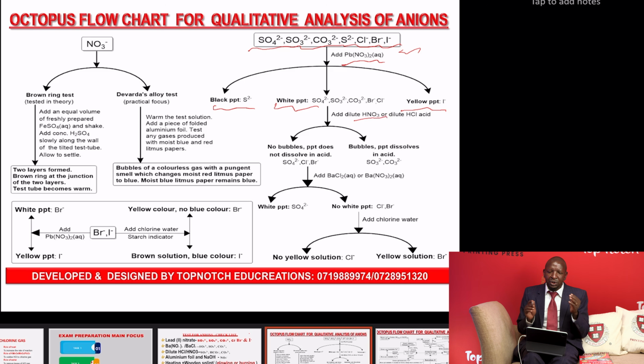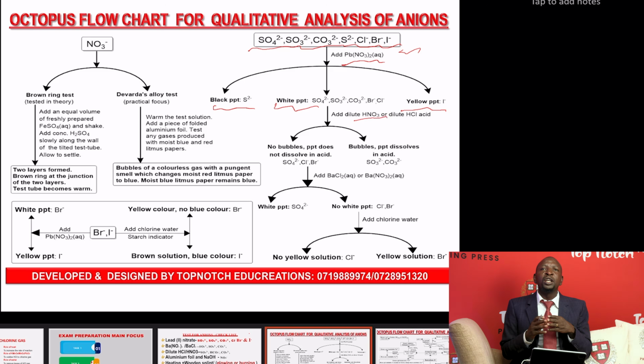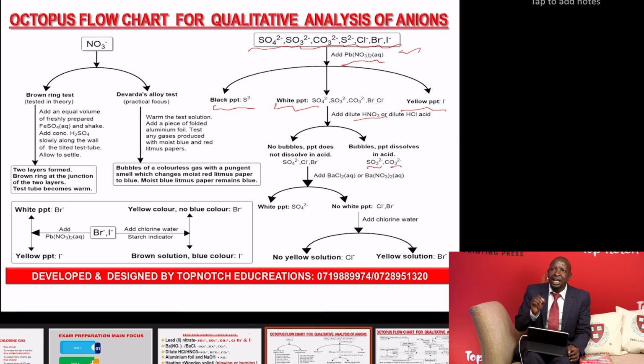When you add those dilute acids, you are looking for bubbles because sulfite and carbonate will give you effervescence with a dilute acid. So when you add dilute hydrochloric acid and you see bubbles, that tells you there is a sulfite or a carbonate. If there are no bubbles, it means the sulfite and carbonate are not there. So what is present is the sulfate, the chloride, and bromide.